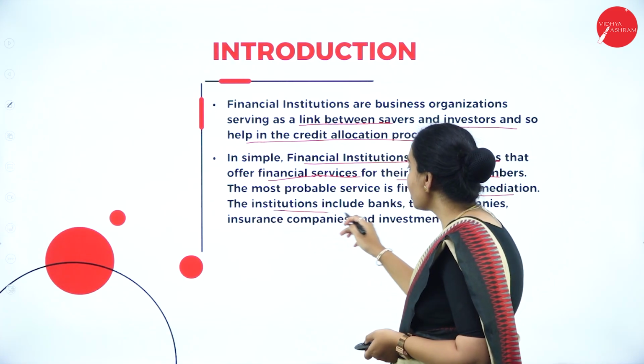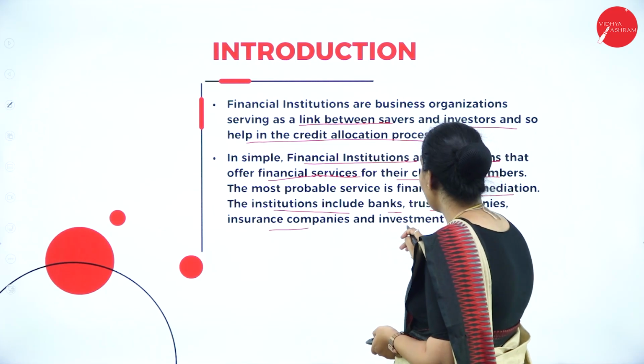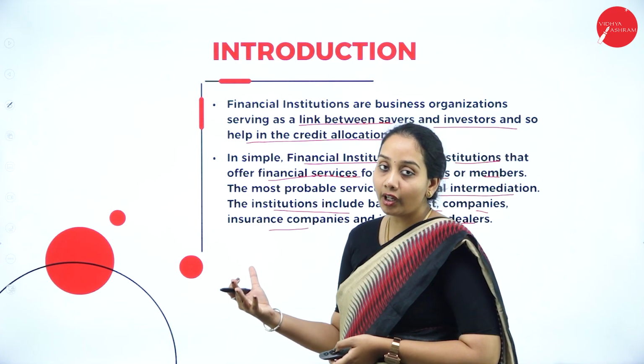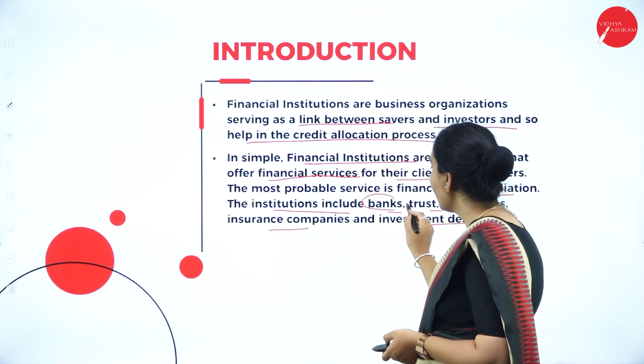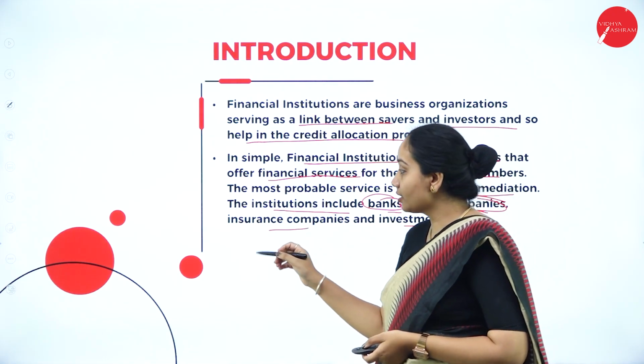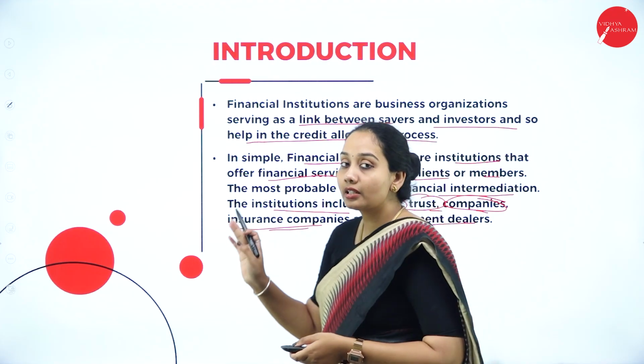The institutions include banks, trusts, companies, insurance companies and investment dealers. So who are all the contributors in the case of financial institutions? We have banks, trusts, financial companies, insurance companies and investment dealers. So this is a basic introduction of it.